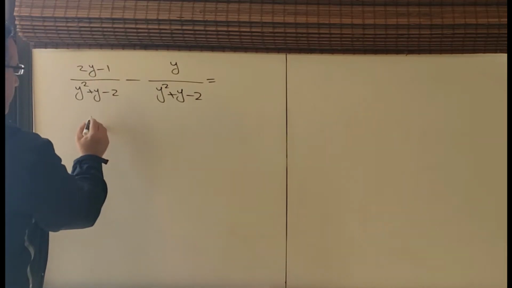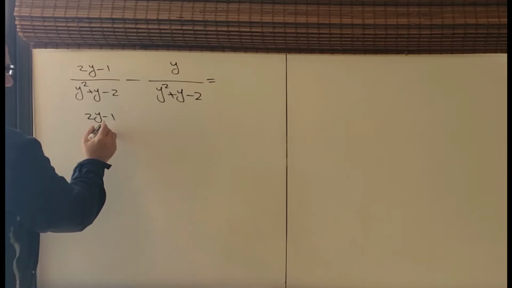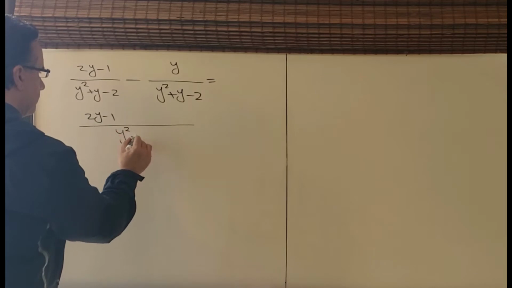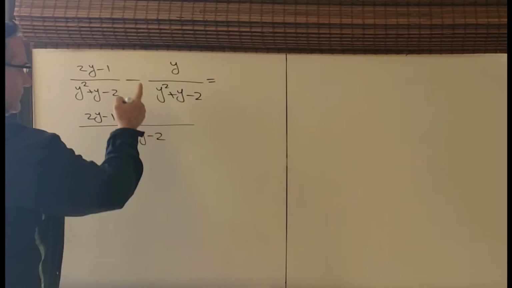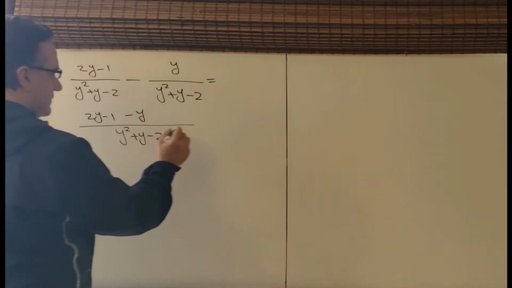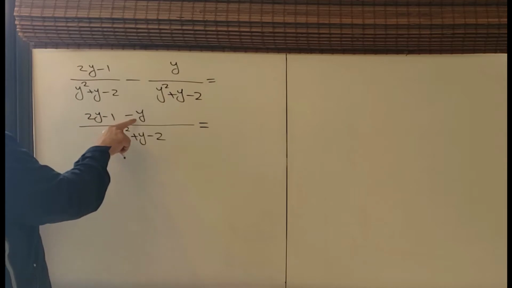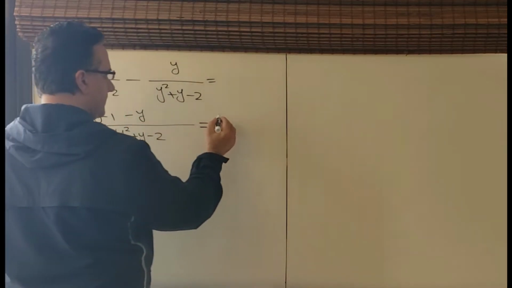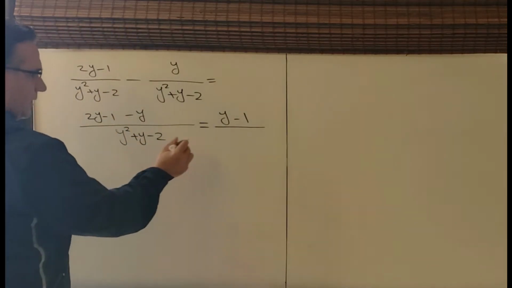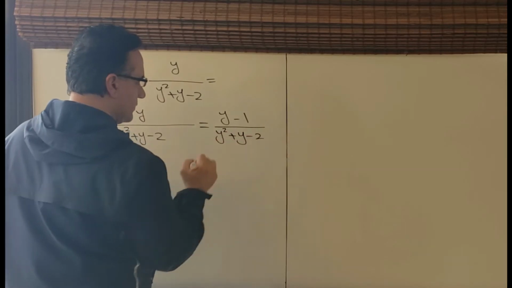Okay, now that you're back, you know that the first thing we should do is keep the same denominator and combine the numerators, but this time it's minus y. So notice if you simplify the numerator, you end up with 2y minus y, which gives us y minus 1 over y squared plus y minus 2.